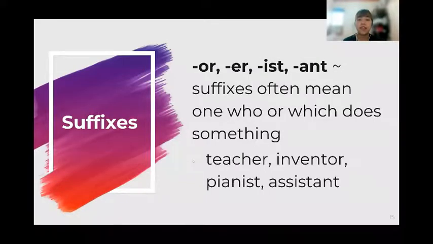For suffixes, these are some commonly seen suffixes as well. We have or, er, ist, and ant. These are suffixes which often mean one who does something, such as in the word teacher, a person who teaches; inventor, a person who makes or invents something; pianist, someone who plays the piano; and assistant, someone who offers his or her assistance.